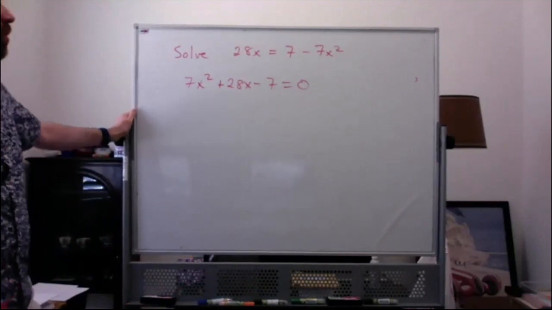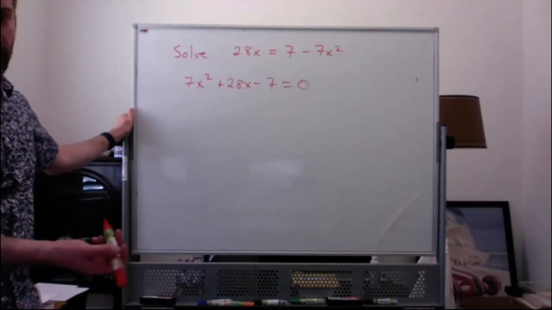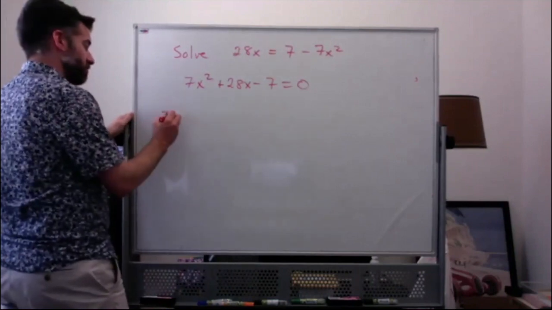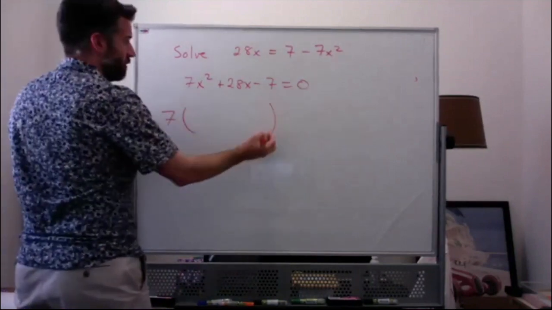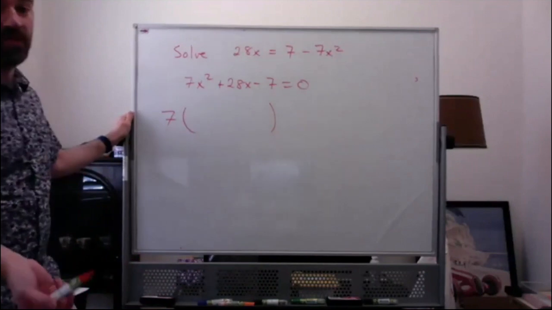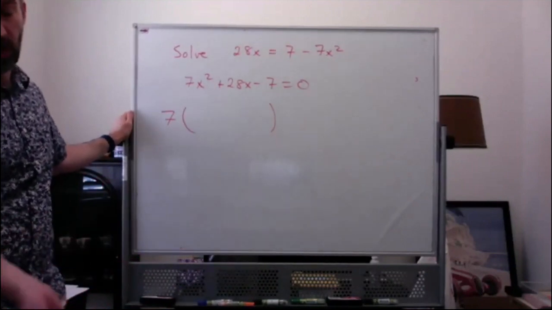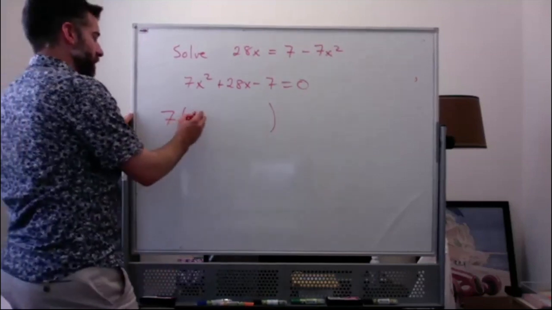Well, that's not true. What should we do regardless? What should we factor out first? We should factor out a 7. You could, even if you wanted to, divide both sides by 7. That would actually be perfectly okay. But I want to factor out a 7.